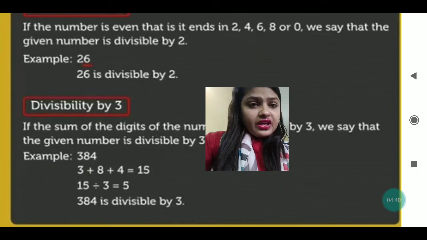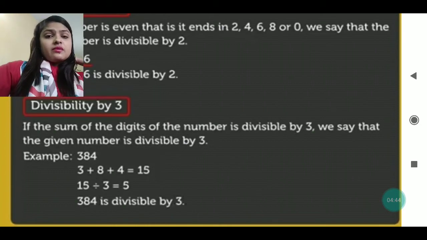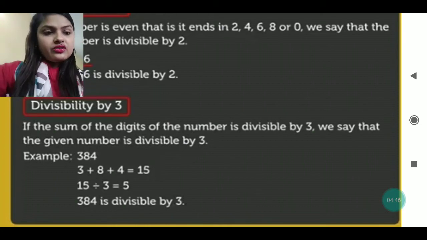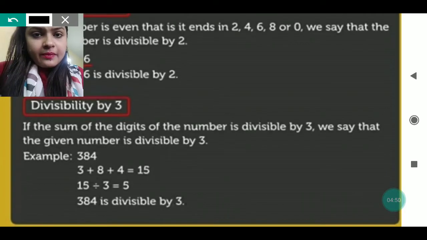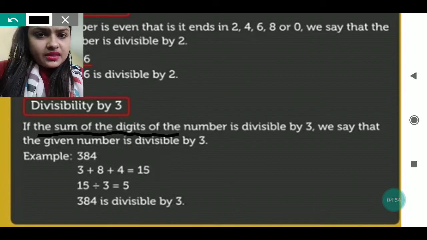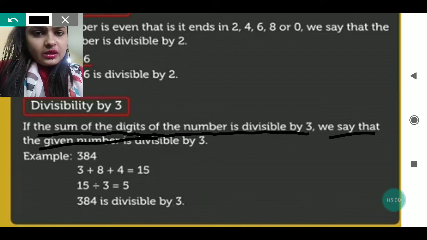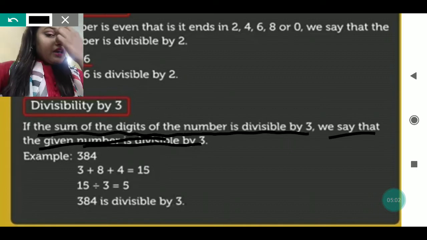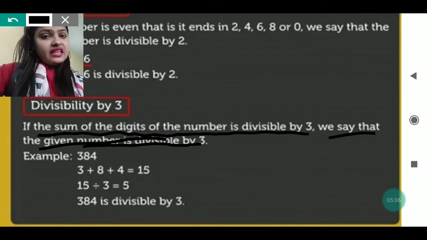Next we have divisibility of 3. In divisibility of 3, just see what is written. If the sum of the digits of a number is divisible by 3, we say that the number is divisible by 3.